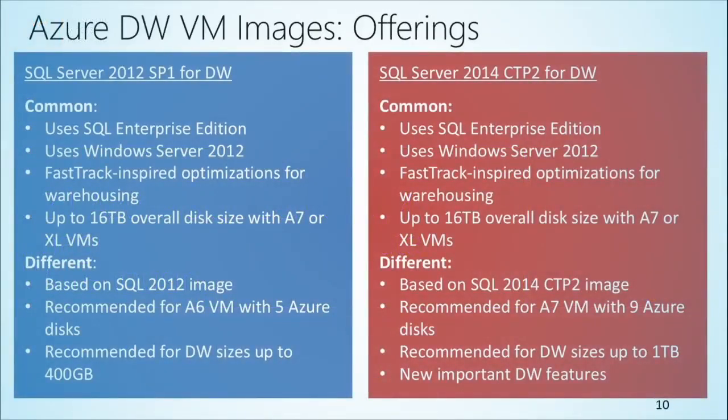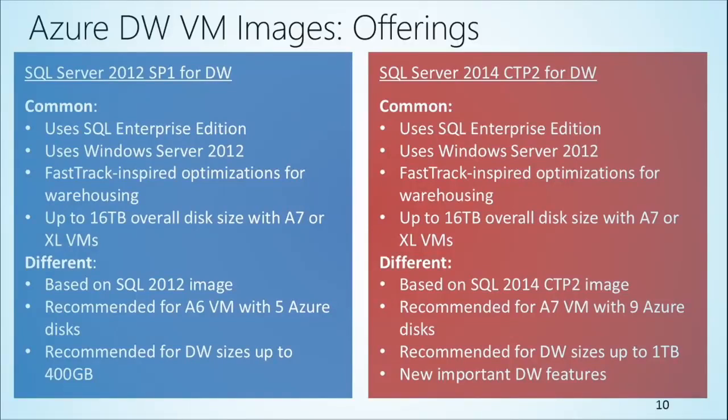So here you see in one big picture, the different offerings that we have around VM images for data warehousing. The first one is for SQL Server 2012, and the other one is for SQL Server 2014 CTP2. They have a couple of parts in common. They're both based on Enterprise Edition. They're both using Windows Server 2012. And both of them have been optimized using the Fast Track optimizations and the Fast Track best practices that we already used to tune and optimize data warehousing appliances for on-premise workloads. We've basically just taken those learnings and best practices and applied them to Azure and our VMs in the cloud.